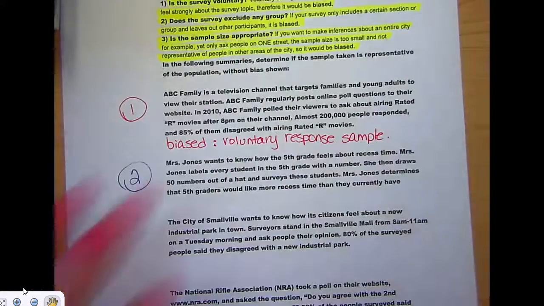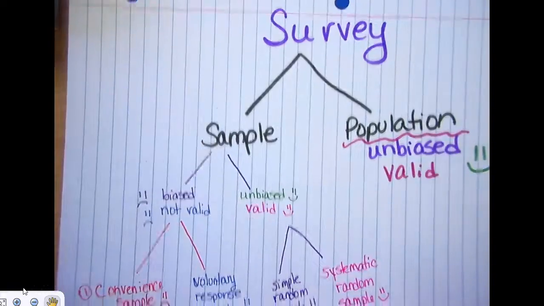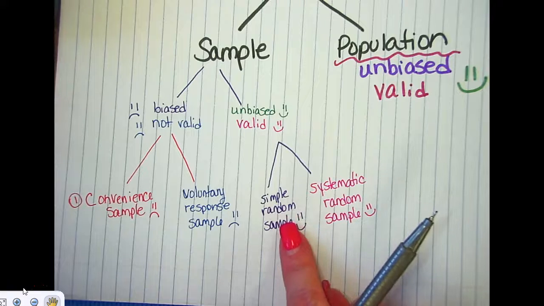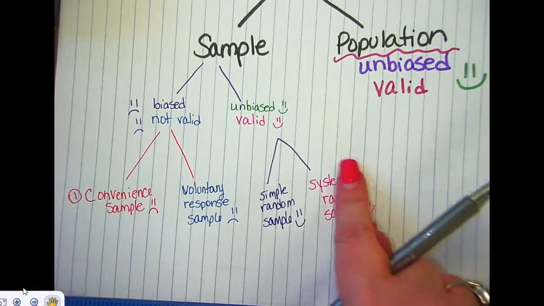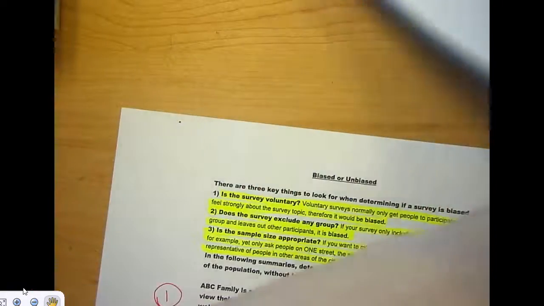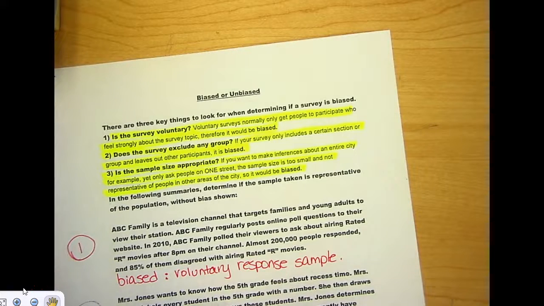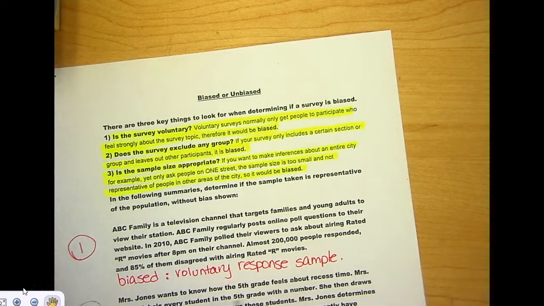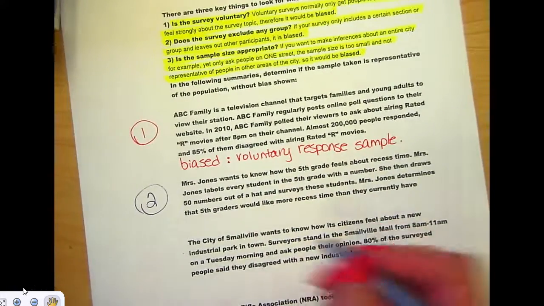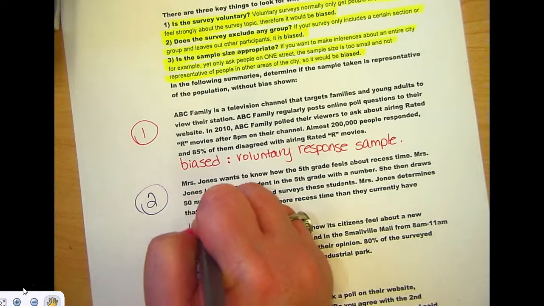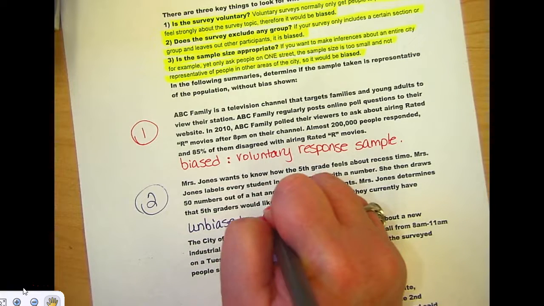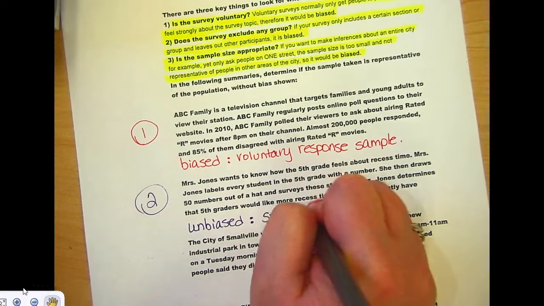Okay, so James was giving us a reason, too, besides just yelling at me. He said it was unbiased, and then he told me it was a simple random sample. I think it may be more of a systematic. Why? She labeled every student in the 5th grade, and then she drew 50 numbers out of the hat. So I think that was more of a systematic random sample. So it was unbiased, so it was good. And it was because she performed a systematic random sample.